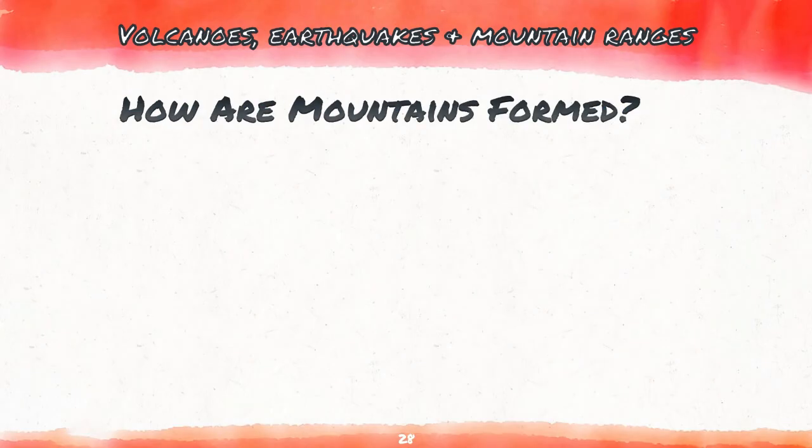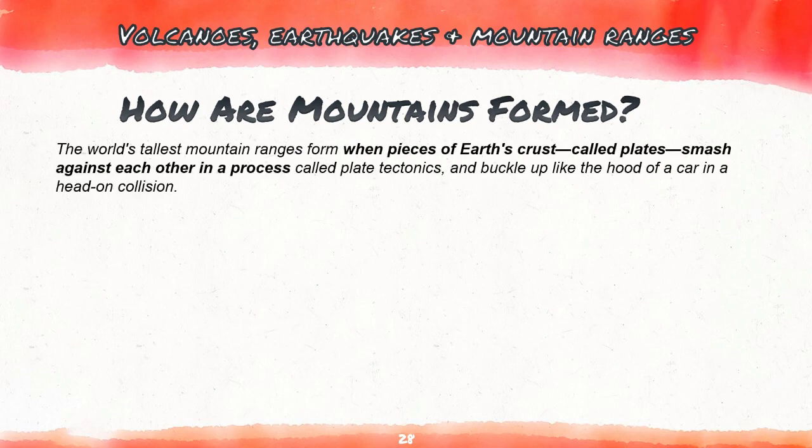Question is, how are mountains formed? The world's tallest mountain ranges form when pieces of Earth's crust, called plates, smash against each other in a process called plate tectonics, and buckle up like the hood of a car in a head-on collision.